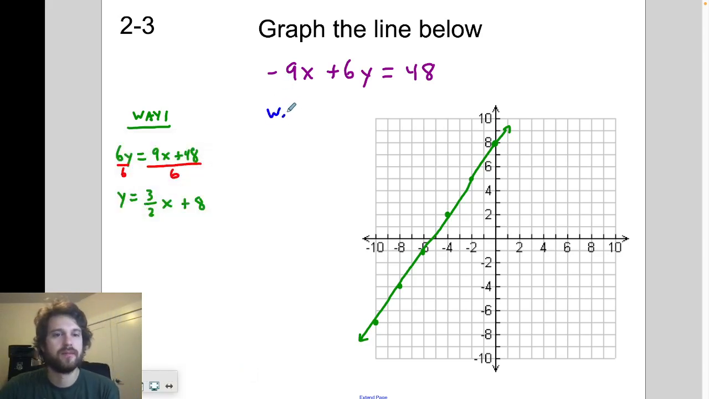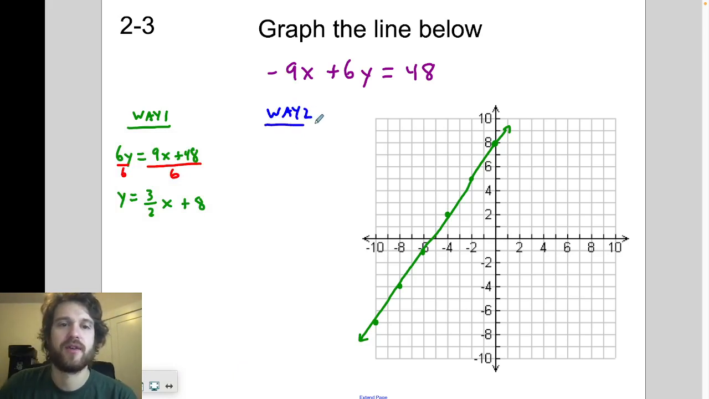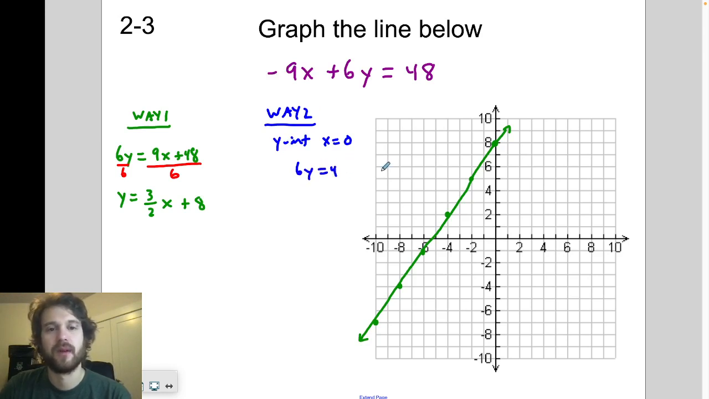Way number 2. Way 2 was kind of to find the x and y intercepts. And we can already see the y-intercept, but if you had done this method, it's just fine. So to find the y-intercept, let's say we didn't have any of the green work done. You plug in x equals 0. And when you plug in x equals 0, you end up getting negative 9 times 0, which is just 0, so 6y equals 48. And y equals 8. Divide by 6. So you have the y-intercept of 8.